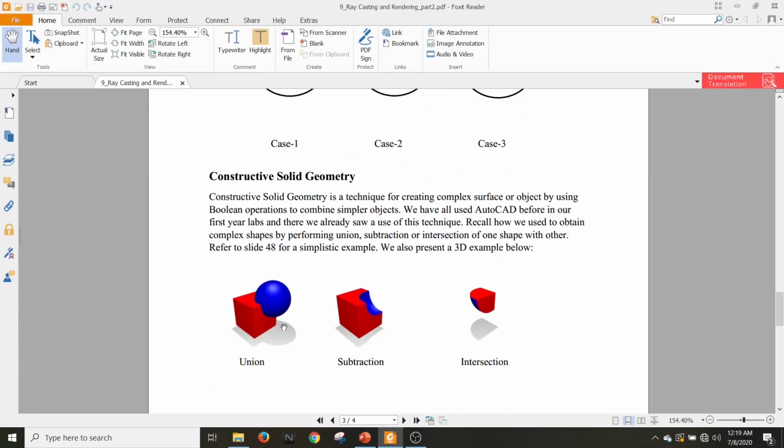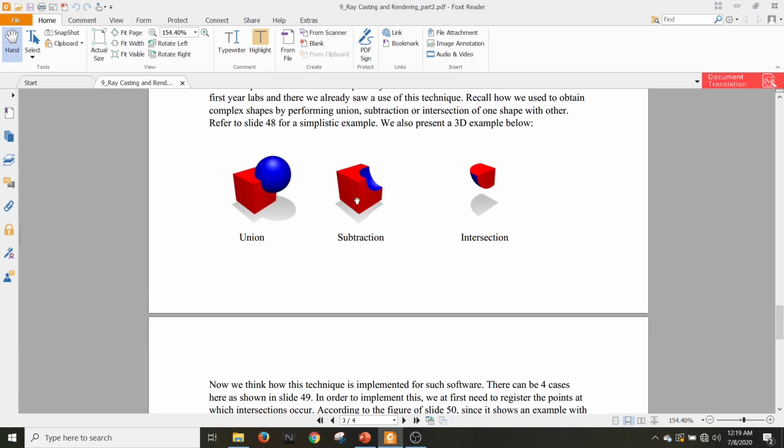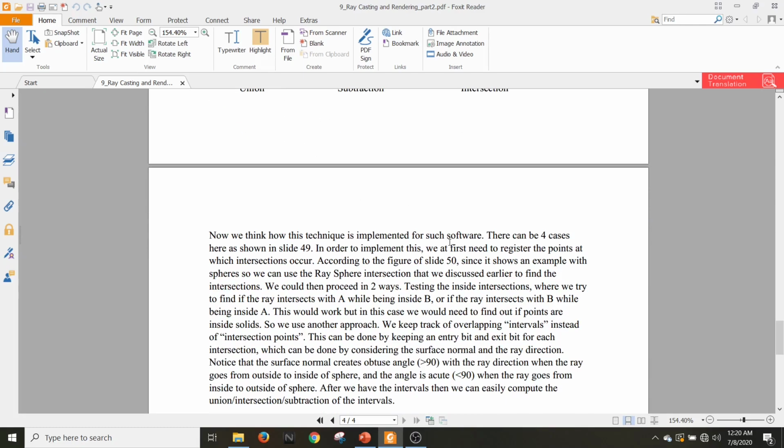But a more realistic example can be seen here, where having a cube and a sphere, we can create a complex shape like this by combining them using union, or we can perform subtraction of the cube from the sphere. What we are doing here is subtracting the sphere from the cube, and here we are finding the intersection of the cube with the sphere. So in this way we can find some complex shapes from simple primitive shapes like cubes and spheres.